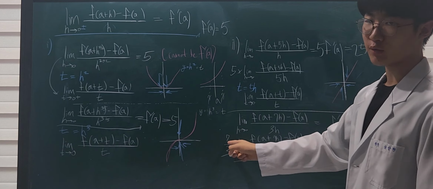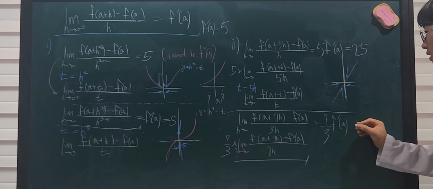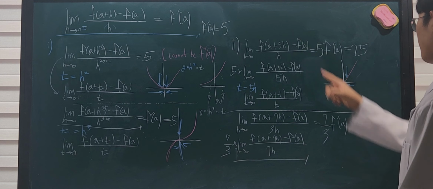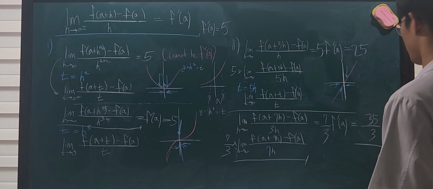However, 7 over 3 is multiplied. So therefore it is 7 over 3 f prime a, which is equal to, since f prime a is 5, then it will be 35 over 3. Great job.